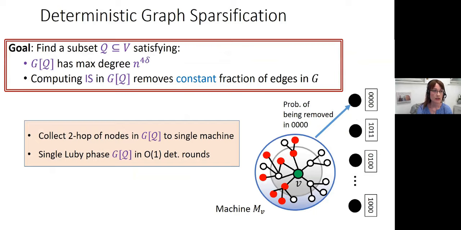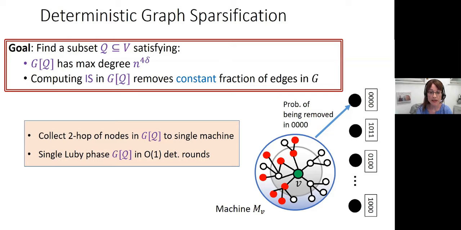Okay, so what we want to do is this form of sparsification. We would like to find a subset of nodes that we call Q, such that in the subgraph induced on this set of nodes, the maximum degree is going to be small. Small enough so that the two-hop ball in this subgraph is going to fit on a single machine. Then I would like to simulate a single phase of Luby only in this subgraph GQ, okay? And I would like to claim that the progress that I get when working on GQ is almost the same as working on the original graph G, okay? So that would be my goal.